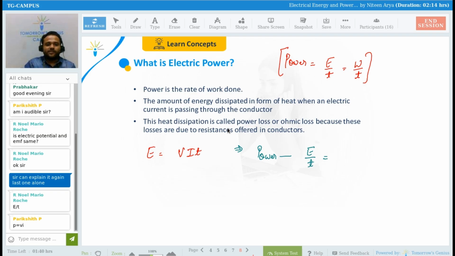Okay. Power is the rate of work done, or energy per unit time taken. The amount of energy dissipated in the form of heat when electric current is passed through the conductor is known as power, energy per unit time. This heat dissipation is called power loss or ohmic loss because these losses are due to the resistance offered in conductors.